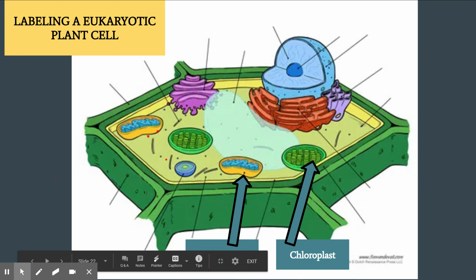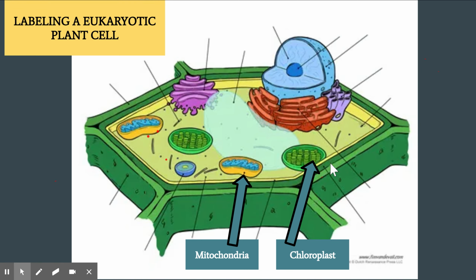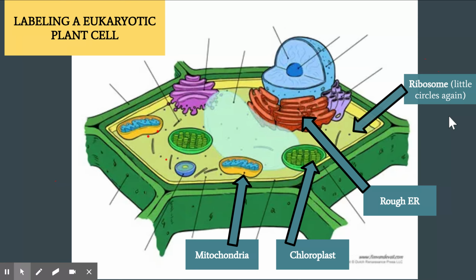Next up, we have the chloroplast. The chloroplast is green. That's a hint. And if I look closely, it looks like stacks of pancakes on top of each other. That's how I know it's my chloroplast. Then the rough ER. I figured out it was the rough ER by seeing the dots embedded within it to represent the ribosomes, and how it's right outside of the nucleus. The ribosomes are, again, all of the little circles that are within the cytoplasm and within the rough ER.